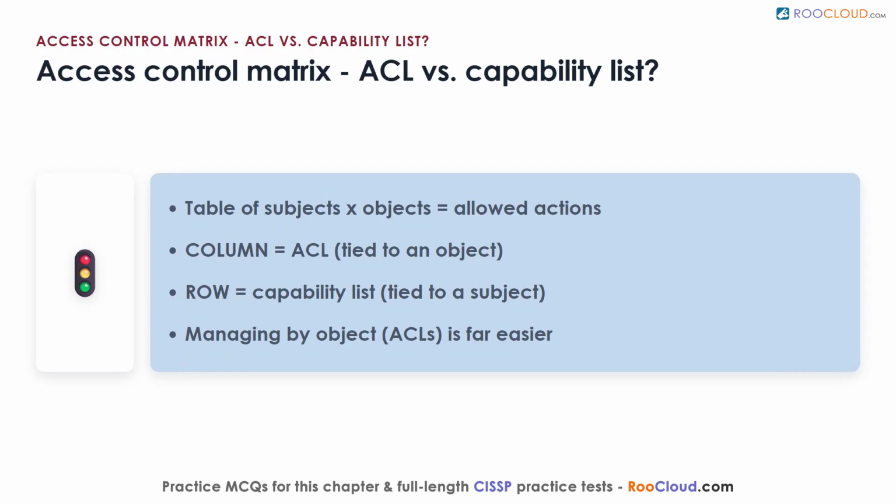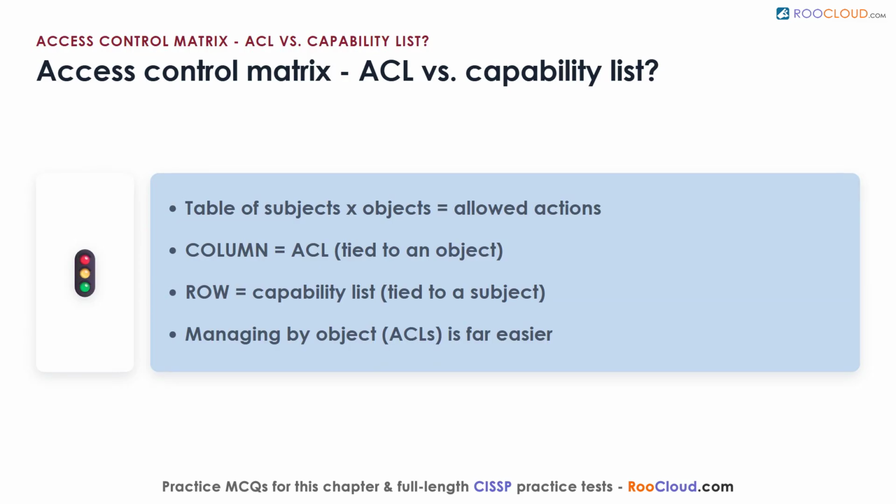An access control matrix is a grid mapping subjects against objects, laying out precisely which operations each subject is permitted on each object. Read it one way and you get 2 different structures. Reading down a column gives you an access control list, which is tied to an object and names every subject's allowed actions on it. Reading across a row gives you a capability list, which is tied to a subject and names every object it can touch.